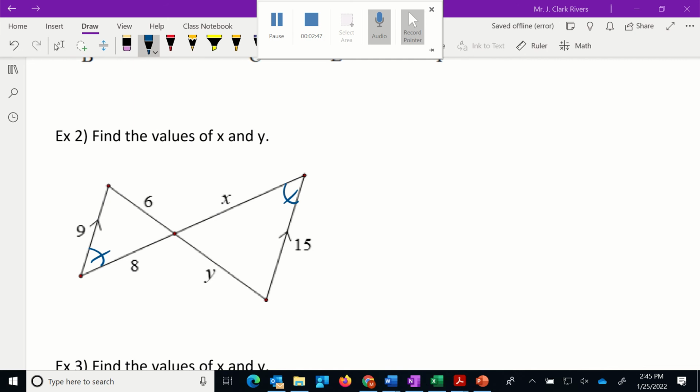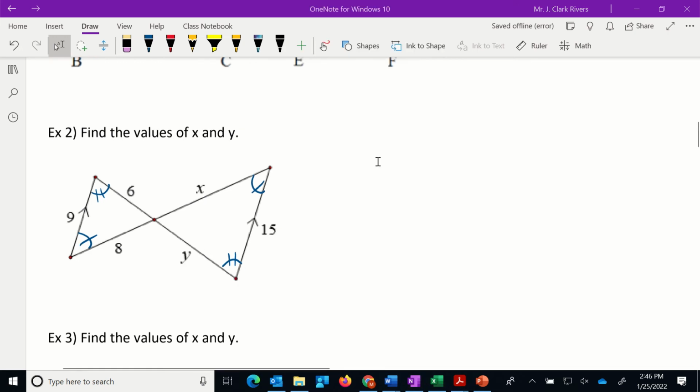These two angles are congruent to each other because they're alternate interior angles, and these two angles are congruent to each other because they are alternate interior angles. That lets you know these two triangles are similar to each other. You can then set up your proportion using corresponding parts. So finish that if you've not.